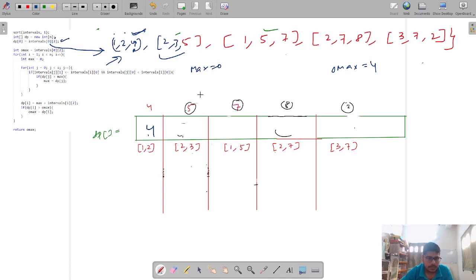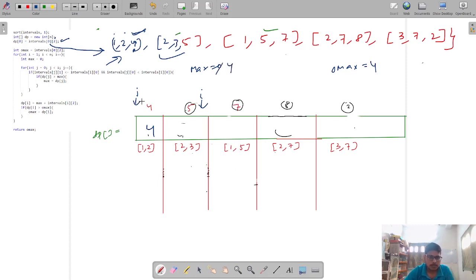So i is here, we start from here. And j starts from 0. So the interval condition is satisfied here. So my dp[j], so dp[j] is 4. Is 4 greater than 0? Yes, 4 is greater than 0. So I'll put my max as 4.